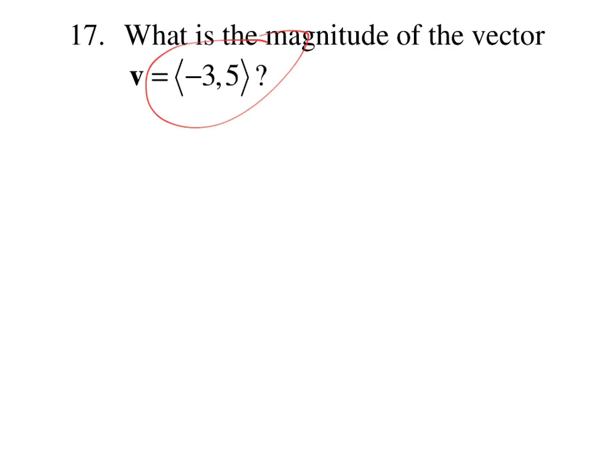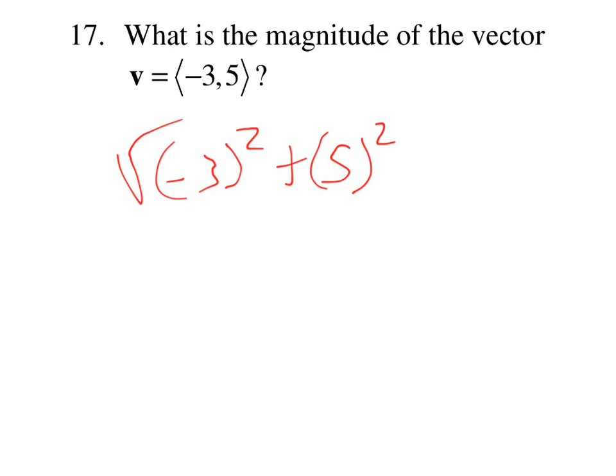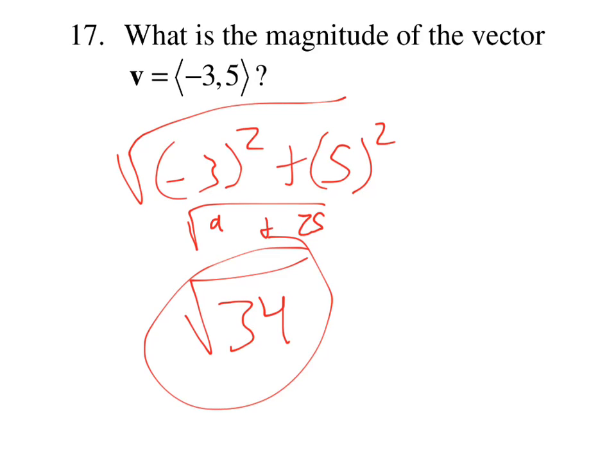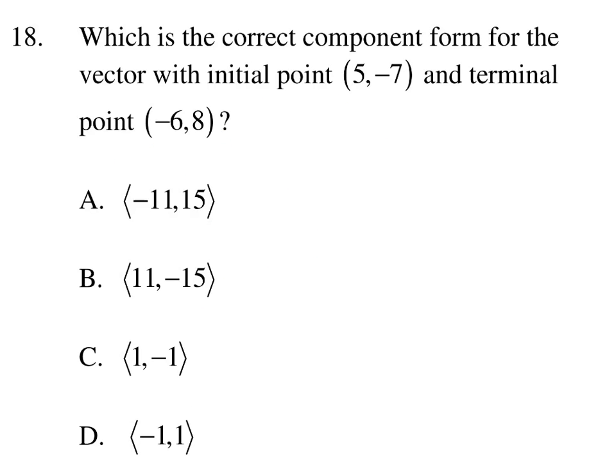Well, here we have a vector. In order to get the magnitude, you're going to take both of those numbers, square them, add those results together, and then square root. Negative 3 squared is 9, 5 squared is 25, when you add those, that's going to give me the square root of 34. And we're just going to leave it like that.